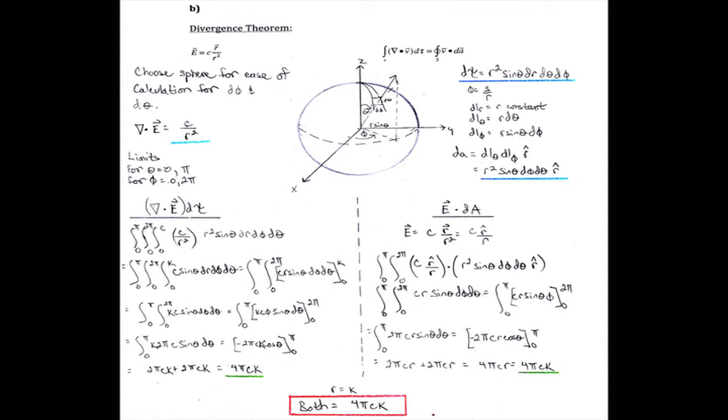For part B, we need to test the divergence theorem. You can see the equation that we're going to use for that up on the top. We've got d tau in the upper right, and then we've figured out dA, also a little bit lower than that, and we're going to need to use those to complete the integral on both sides. We're going to use a sphere for ease of calculation, using the limits for theta from 0 to pi and phi from 0 to 2 pi. You'll see as we do the triple integral and the double integral as we get to the bottom, they both come out as 4 pi ck, so it passes the test of the divergence theorem.